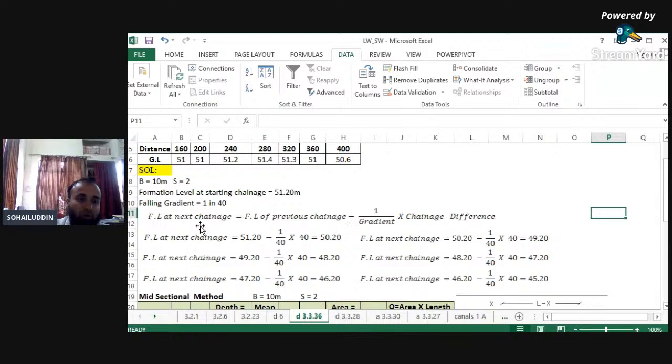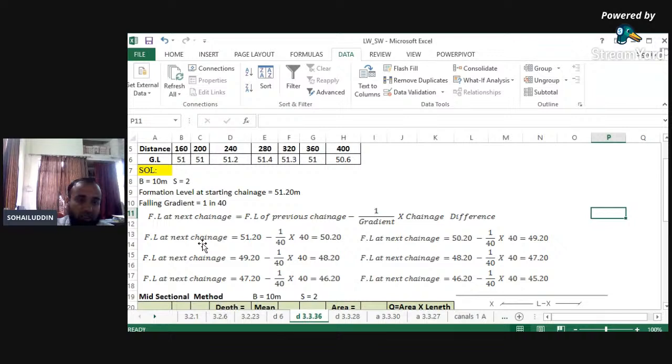The formation level at next chainage is equal to the formation level of the previous chainage minus. Why minus? Because it is a falling gradient. 1 upon gradient, here gradient is 40, so 1 by 40 into chainage difference. Yes, chainage difference is 200 minus 160, that is 40, 240 minus 200, that is 40. That means 40 is the chainage difference.